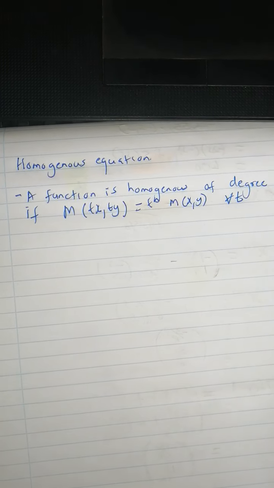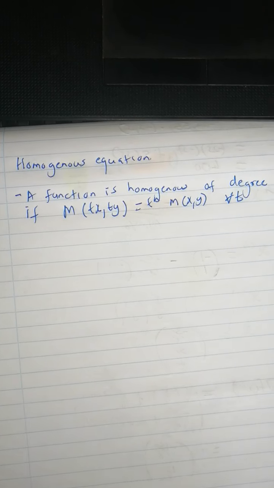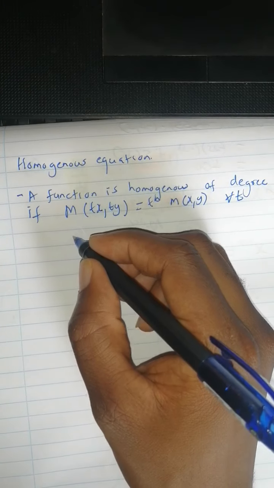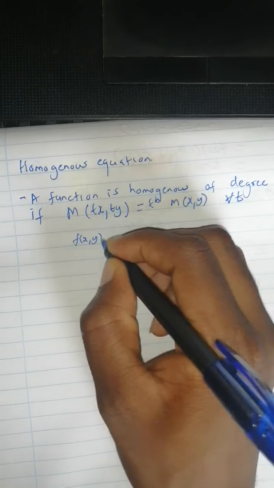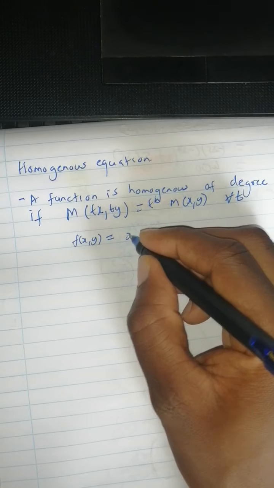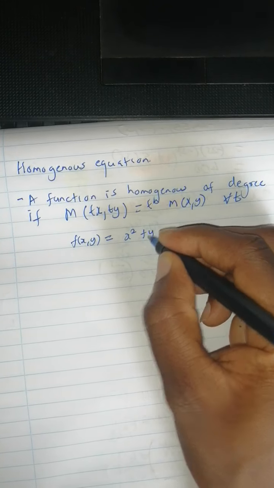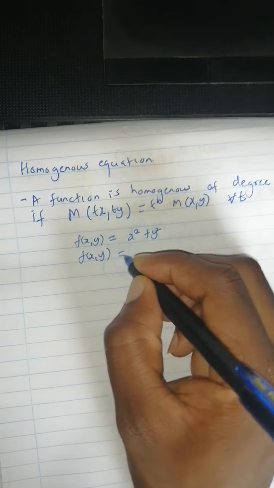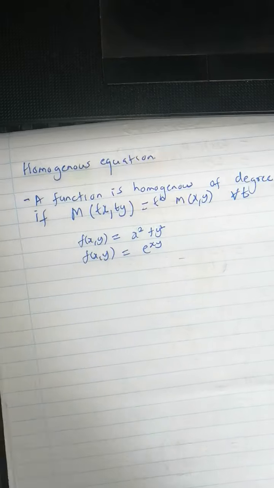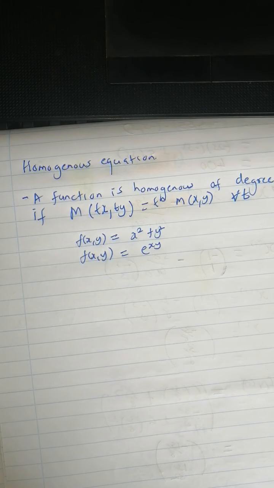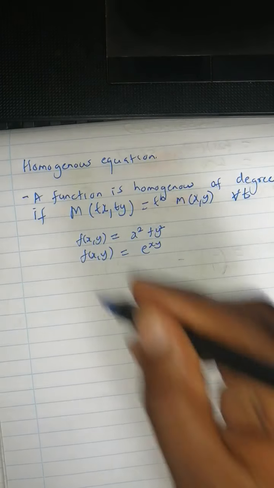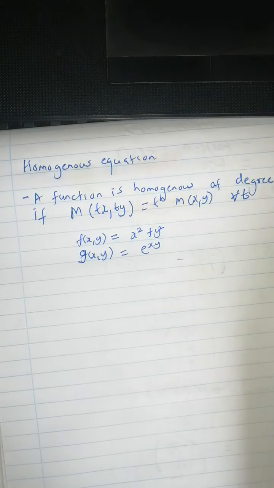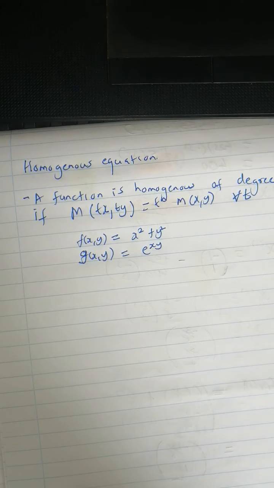This usually applies to polynomials, because let's take for example f of x, y. We're talking about functions of two variables here: x squared plus y squared, and then let's just say f of x, y equals e to the power xy. We want to verify whether these two functions are homogeneous. Let's start with the first function. Let me call this one g of x, y, just so that we can differentiate.